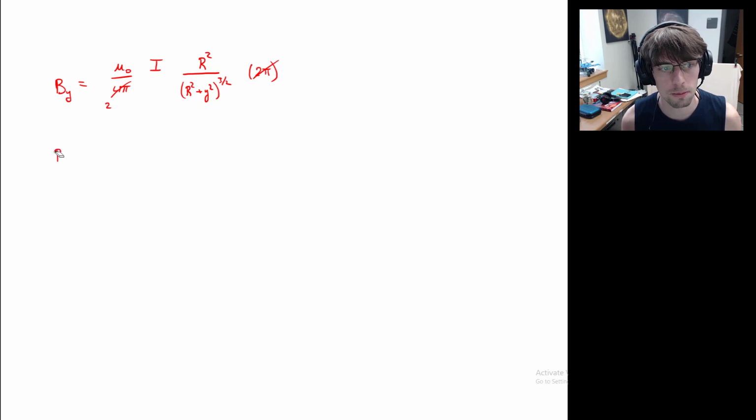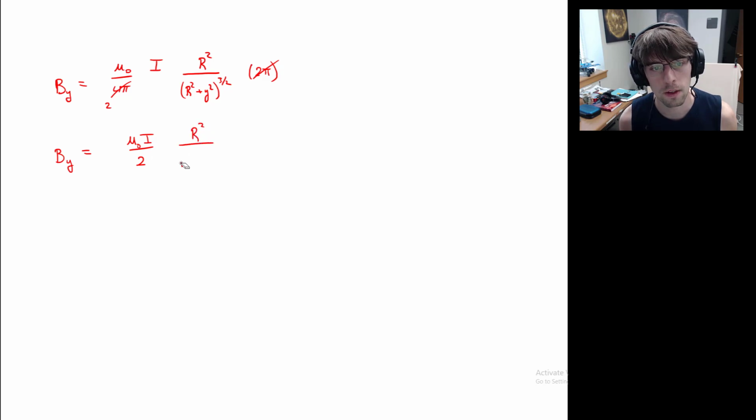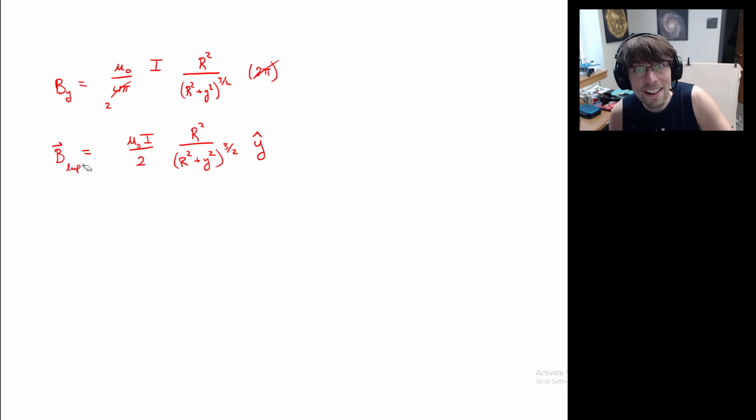So we end up with something that says, above the symmetry axis of a current carrying loop, the magnetic field strength is given by mu naught I over 2, R squared over R squared plus y squared to the 3/2. And this whole thing is in the y direction. So I'll go ahead and just do that. Put loop. Pretty cool, huh?